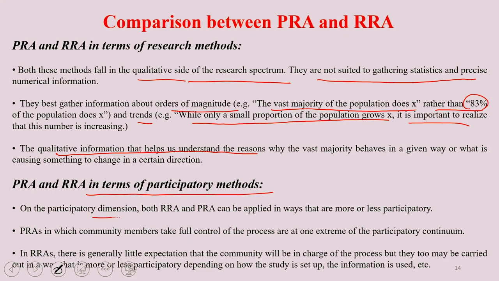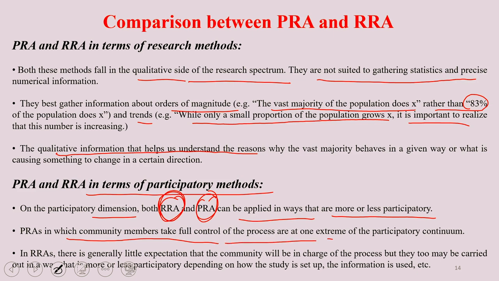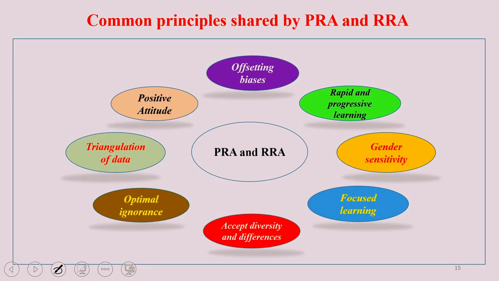PRA and RRA in terms of participatory methods, how they can be compared. On the participatory dimension, both RRA and PRA can be applied in ways that are more or less participatory, but as I said, RRA doesn't involve the community in that way the PRA does. PRA, in which community members take full control of the process, but in case of RRA, the control is with the external parties. In case of RRA, there is generally little expectation that the community will be in charge of the process, which we have already discussed. So, basically, this slide shows the differences between PRA and RRA.